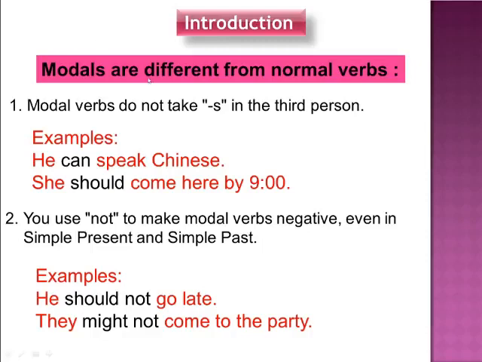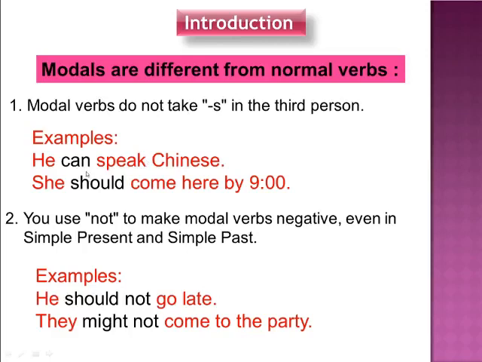Introduction. Modals are different from normal verbs. Modal verbs do not take s in the third person. For example, he can speak Chinese. What are we really doing in the present tense? This is the present tense, speak. But if it is simple present, what are we doing? We are adding an s here: he speaks Chinese. But in the case of using a modal verb, we are not using s. That is given here. You see, modal verbs do not take s in the third person.